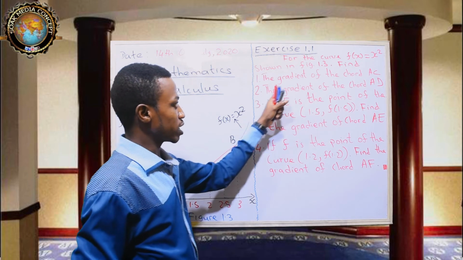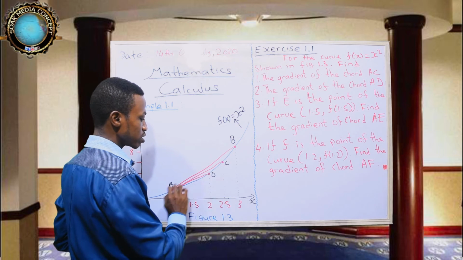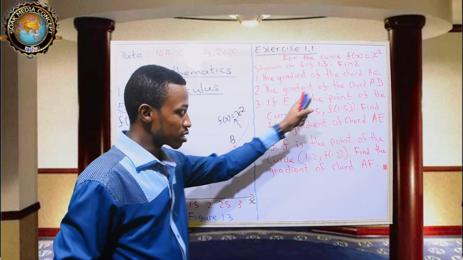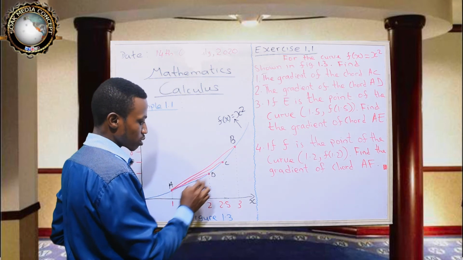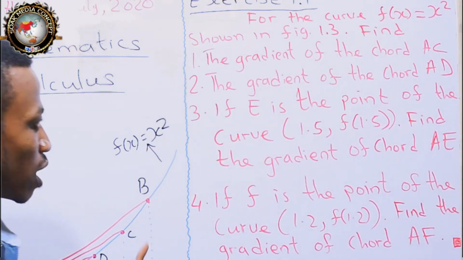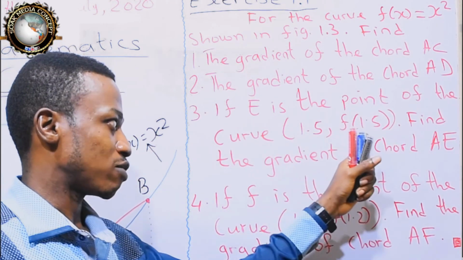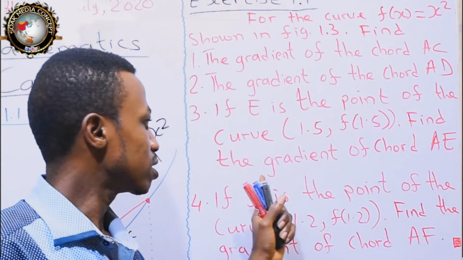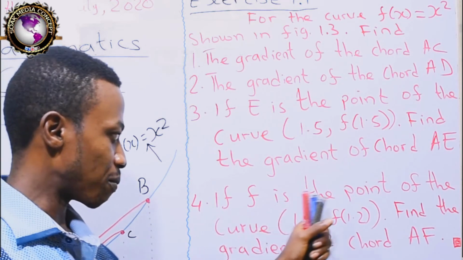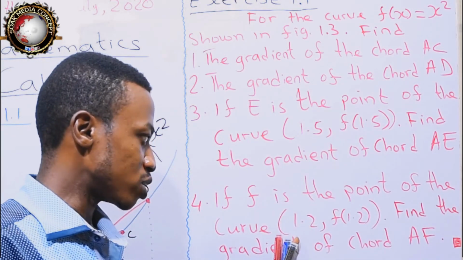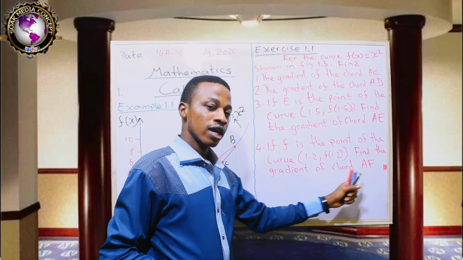They say you should find the gradient of the chord AC. That is to say, you're going to find the gradient of this chord AC and also the gradient of the chord AD. And they also ask that if A is the point on the curve 1.5 and f of 1.5, then find the gradient of the chord AE. Also, if F is the point on the curve 1.2 and f of 1.2, you have to find the gradient of chord AF.